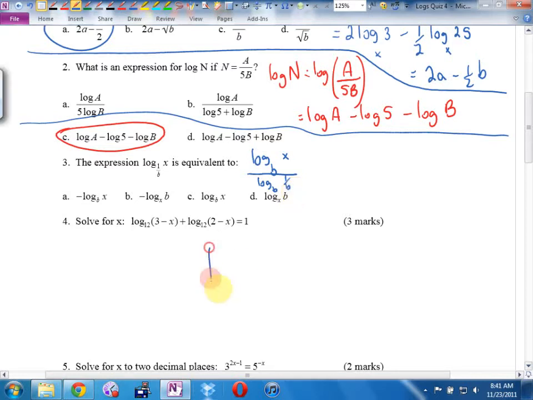What is the log base B of 1 over B? B to what power equals 1 over B? I think I heard somebody say negative 1. So this is really just the log base B of X over negative 1. And then I said, Katie, dividing by negative 1 just makes your whole answer negative. And then I smiled. Hey, there it is.